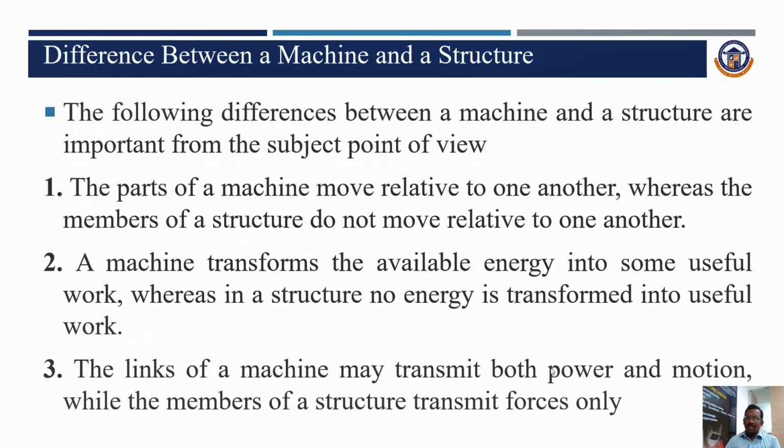The machine transforms available energy into some useful work, whereas in a structure no energy is transformed into useful work. The machine can convert energy into useful work at 70 or 80% efficiency, but the structure cannot transform. There is no energy that can be transformed by using a structure. The links of a machine may transmit both power and motion, while the members of a structure transmit only force. They could not transmit power and motion.